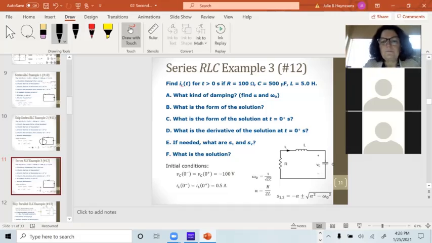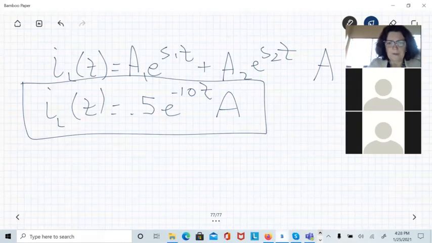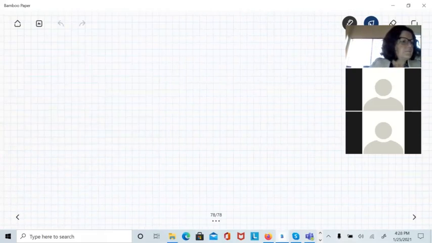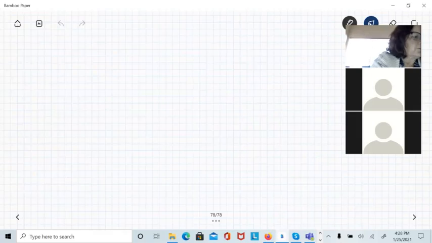Okay. Same thing here, same values of circuit, and it's still series. I'm going to do this in Bamboo Paper because I like it better, and I've got all my numbers written down so I don't have to flip back and forth so much. I look at my R's and L's. The first thing I want to calculate is alpha and omega, step 1. We're starting a method here.